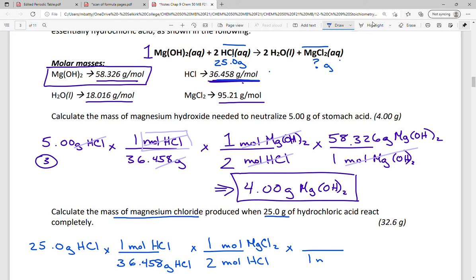I don't want to talk about moles of magnesium chloride. I want to talk about mass of magnesium chloride. So going from moles to mass, again, I'm using the molar mass and conveniently calculated for me up here.